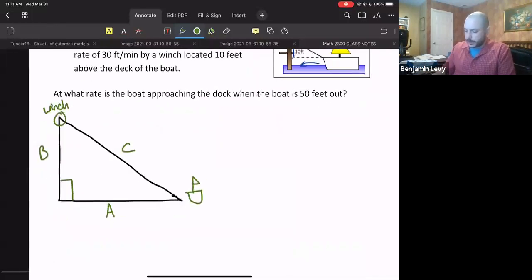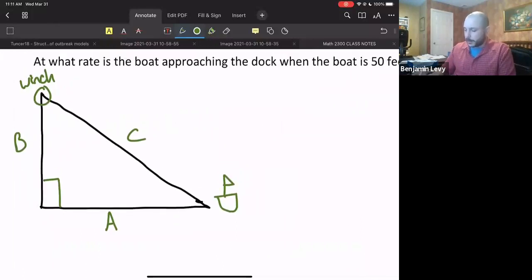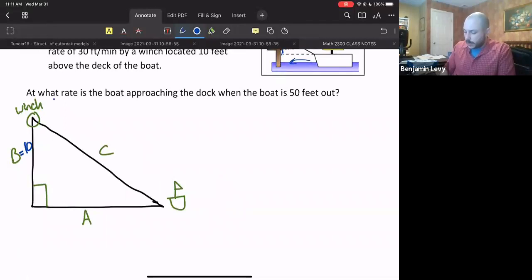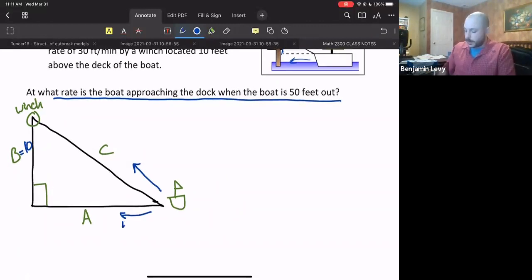So I'm going to zoom in on this picture and keep labeling it based on the information here. We know that B is 10, because it's 10 feet off the dock, if you look at the description there. And the question is, at what rate is the boat approaching the dock when the boat is 50 feet out? So what's changing in this picture? This is moving and this is moving. These two sides are moving, and what we want is this rate. Are you with me on the picture?